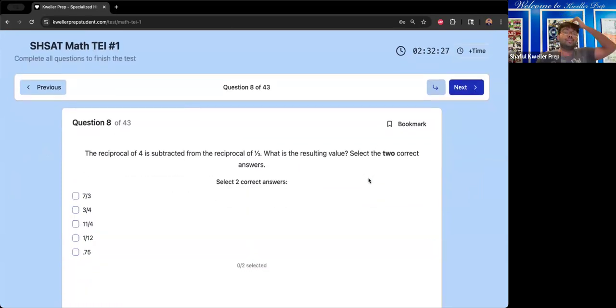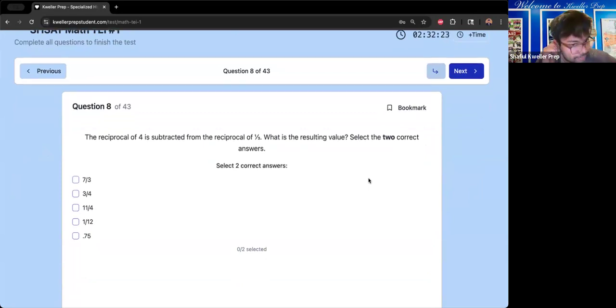The reciprocal of 4 is subtracted from the reciprocal of 1 over 3. Okay, reciprocal of 4. Easy. Reciprocal of 4 is just 1/4. Reciprocal of 1/3 is 3. What is the resulting value? The reciprocal of 4 is subtracted from the reciprocal of 1/3. So 1/4 is subtracted from 3. Hopefully that part made sense, right?